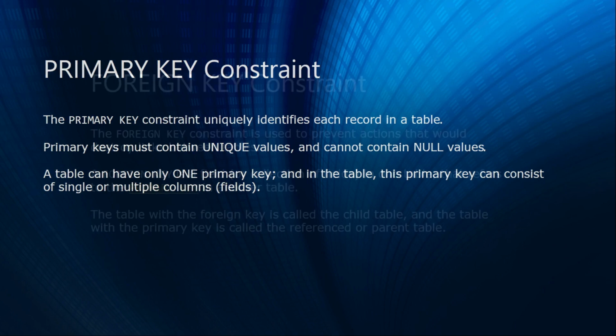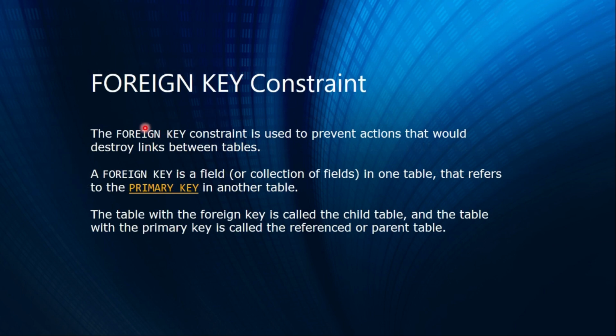We will also have a look at what a foreign key is, because these two are related. The foreign key constraint is used to prevent actions that would destroy links between tables. Suppose you want to connect two tables with some relation between them, then you can use a foreign key constraint. A foreign key is a field or a collection of fields in one table that refers to the primary key in another table. The table with the foreign key is called a child table, and the table with the primary key is called a referenced or parent table.